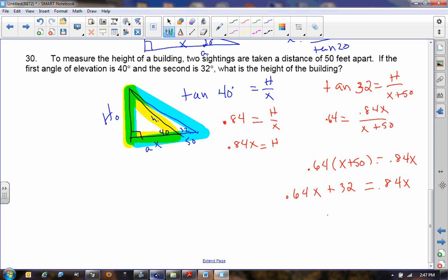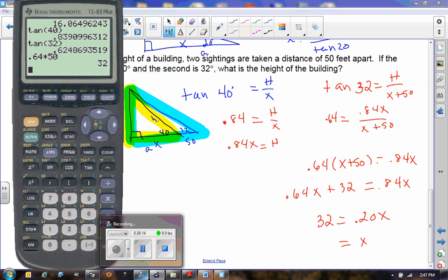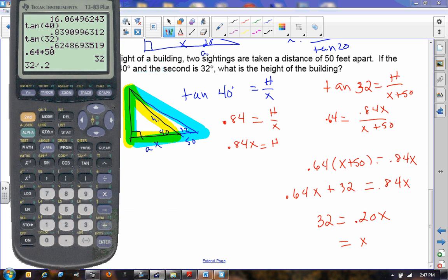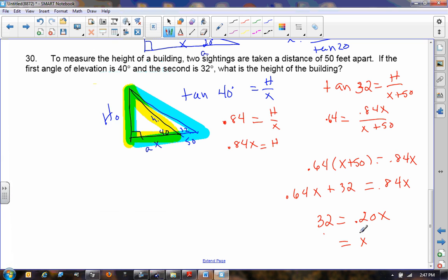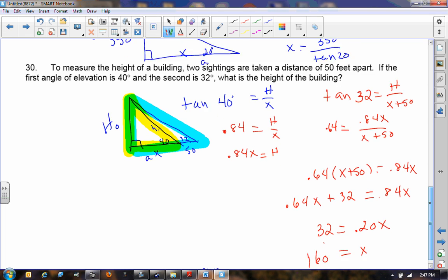Solve for x. We're going to subtract the 0.64x from both sides. 32 equals 0.20x. Divide by 0.2. 32 divided by 0.2 is 160. So x is 160. What does it want to know? The height of the building.